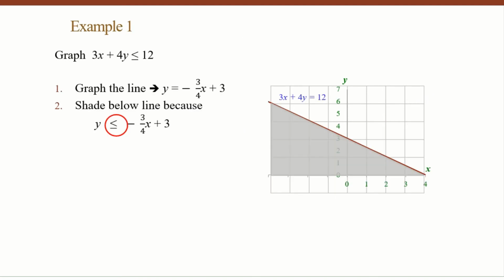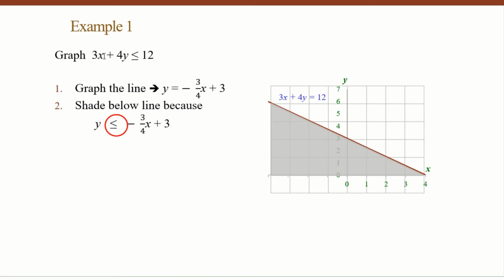All right? The next example, you have 3x plus 4y less than or equal to 12. So if you ask me, you don't really need to change it to this format. Why? It's easier to see this way. You only need the x and y intercept, right? So let's find the y-intercept first. The y-intercept is when x is 0, right?